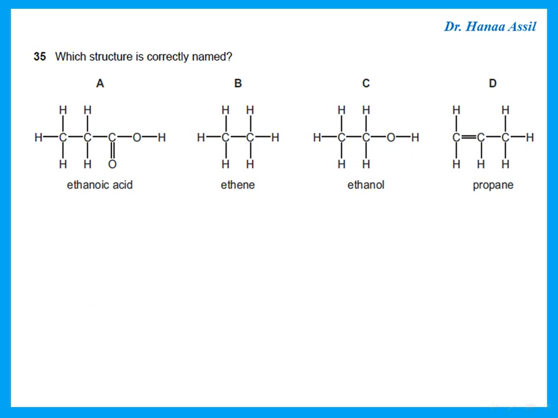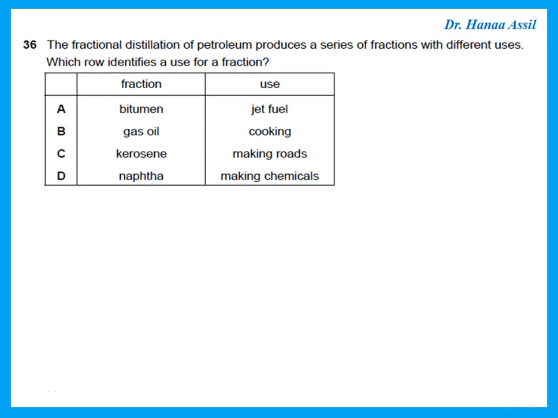What about C? He says this is ethanol. Yes, actually that is ethanol. Eth means it has two carbons. Ol means it has OH, so that is correct. What about D? Propane. No, this is something that has a double bond, so this should actually be propene.